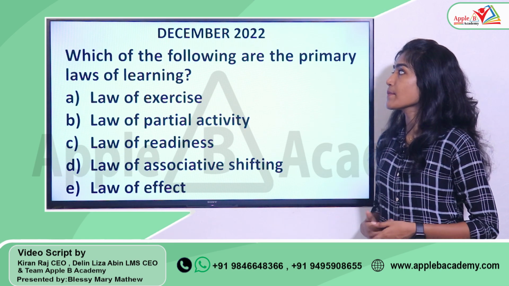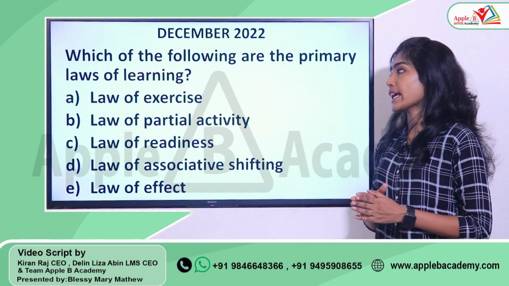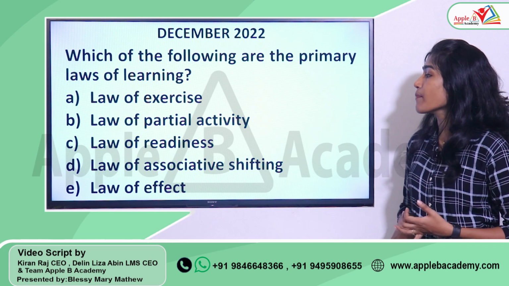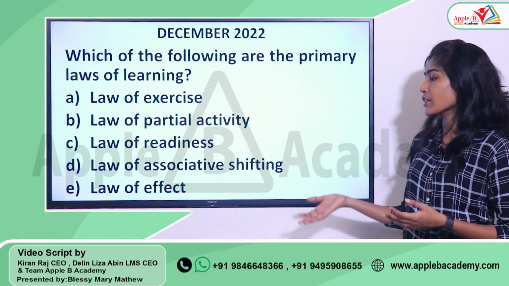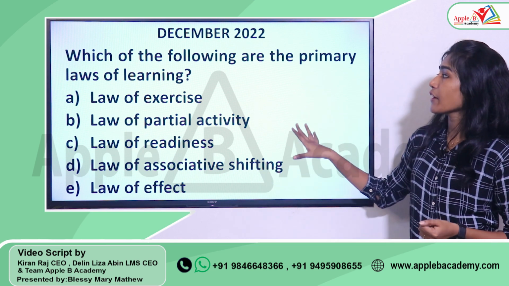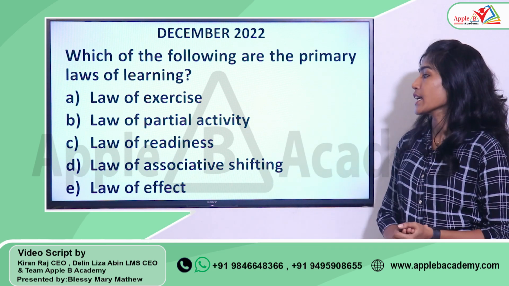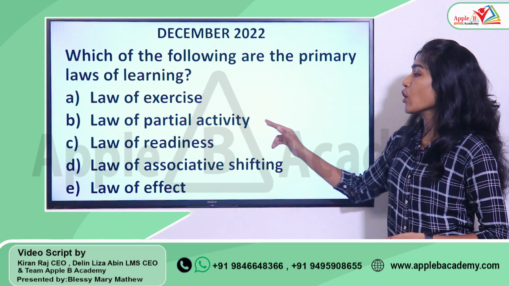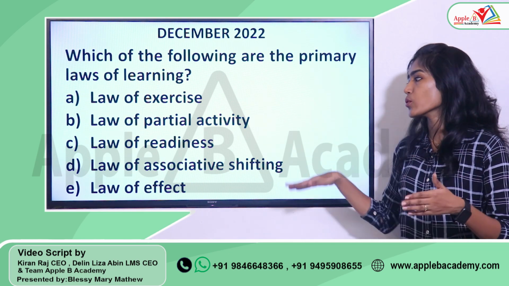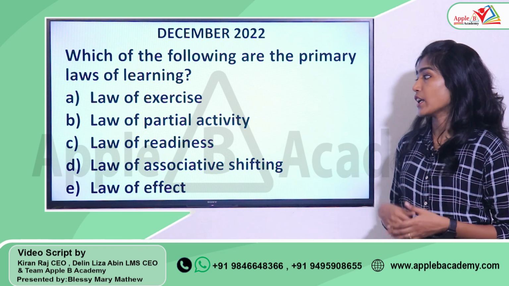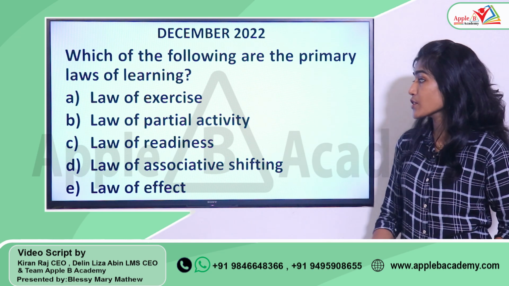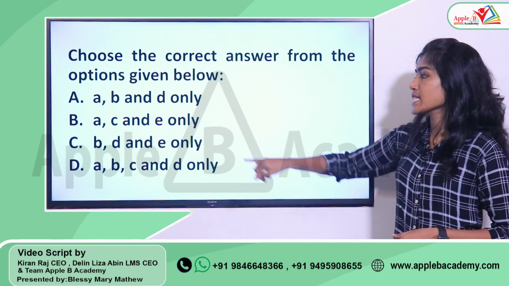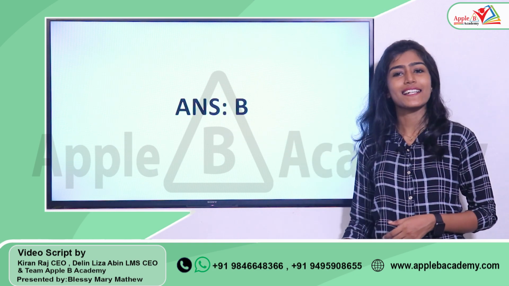Another question from the same exam, December 2022 NET exam, and the question goes like this: which of the following are the primary laws of learning? And we have the options: law of exercise, law of partial activity, law of readiness, law of associative shifting, and law of effect. What we need to identify here is the primary laws of learning. So law of exercise, law of readiness, and law of effect are primary laws, and law of partial activity and law of associative shifting are both secondary laws of learning. So the right option is A, C and D. A, C and D only is option B. So the right answer is option B itself.